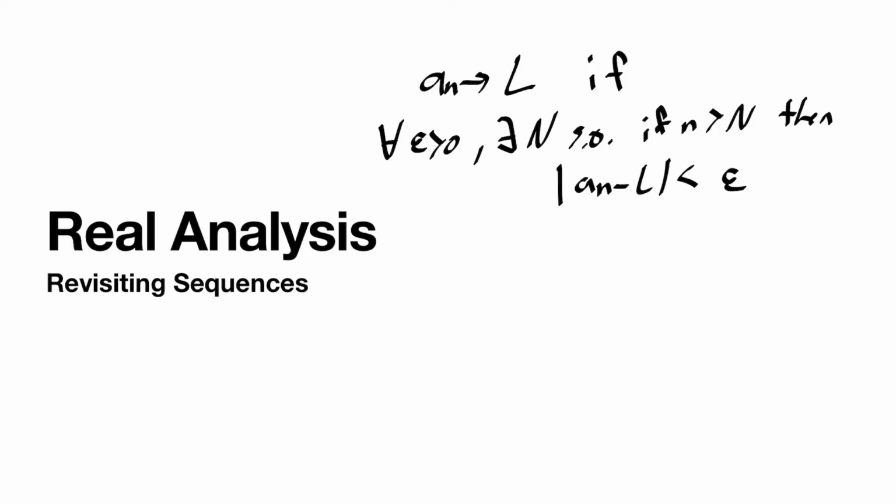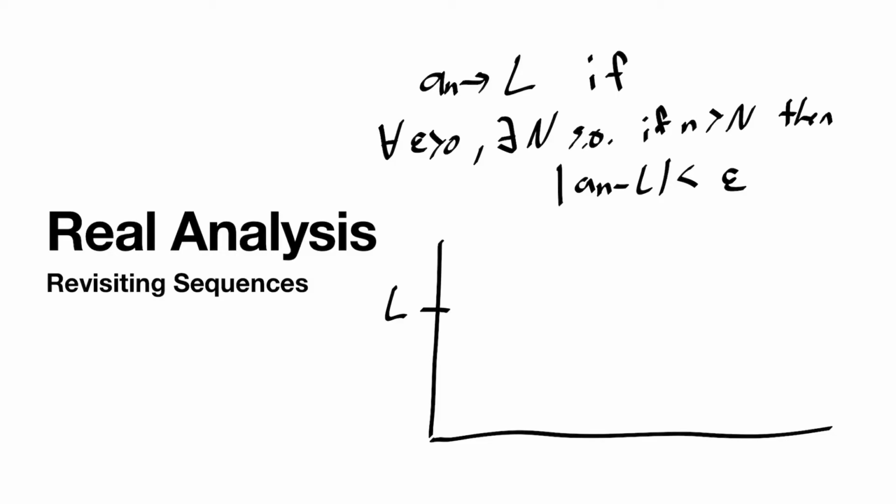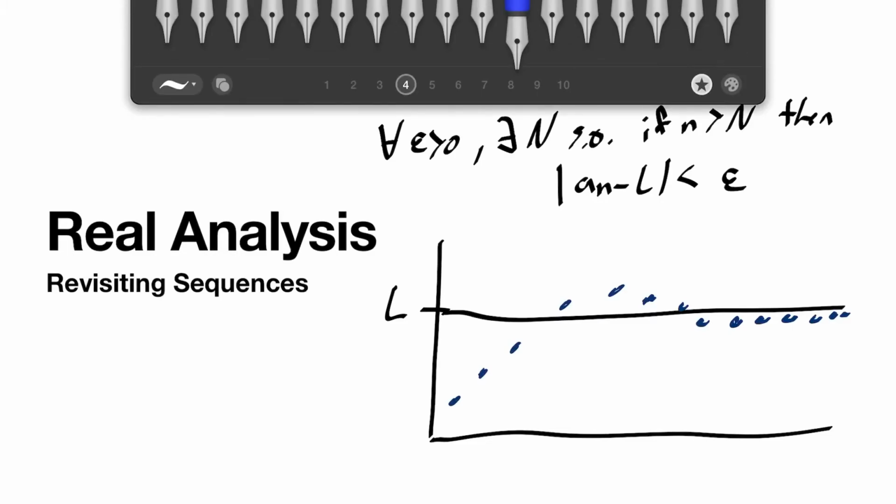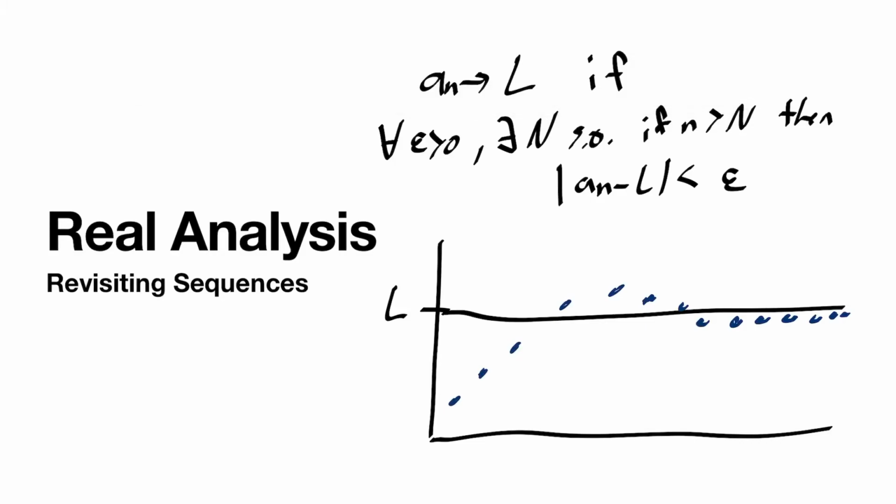And let's just revisit for a second what we mean by that. We have some sequence here, and we have some L right here, which I'll just draw as a vertical line. And the sequence converges. What does it mean for the sequence to converge? Well, remember we could draw our picture with these dots. Maybe our sequence looks something like this, like that.